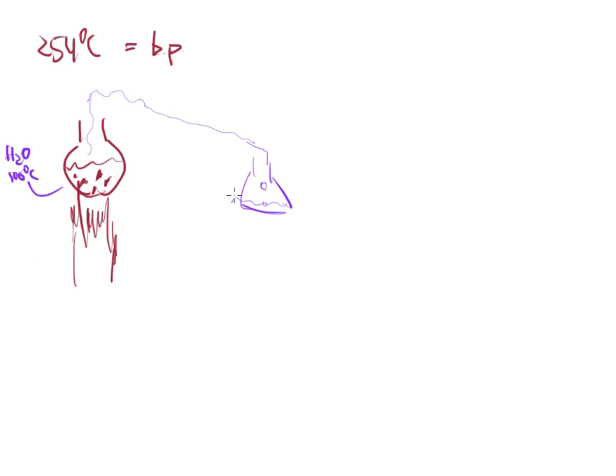And I am way, way, way below eugenol's boiling point. So what I would end up with over here in this receiving flask is basically just water. And that's not what I want. I want clove oil over here. So the issue is, how on earth do I get the clove oil, which boils at 254 degrees, to go over to the other side?